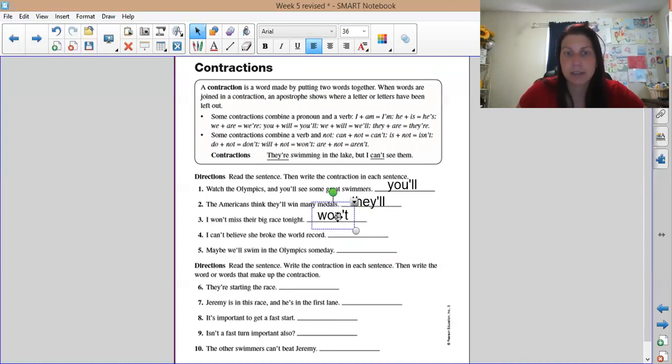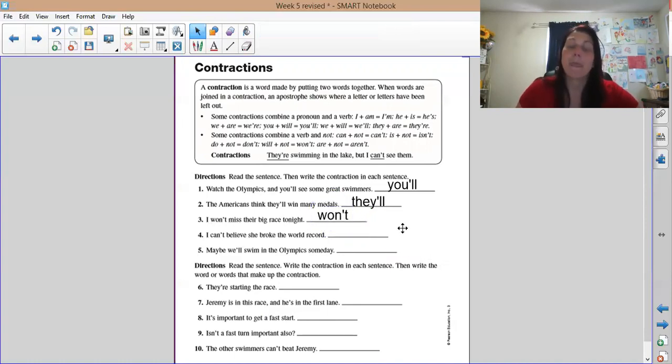Grab it, circle it, rope it around. But it is one of those strange ones. It's an irregularity where if we were to separate it, it is will not. I don't know why they put it together as won't. I didn't create that one. I just teach them to you.